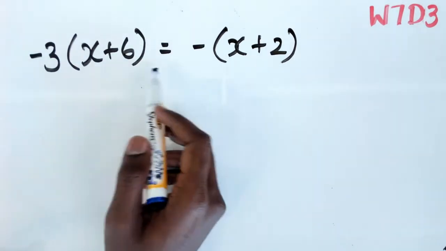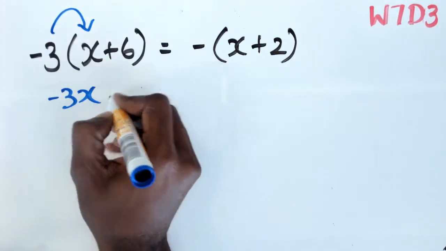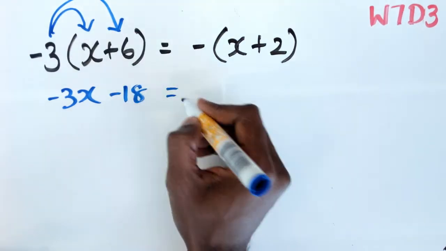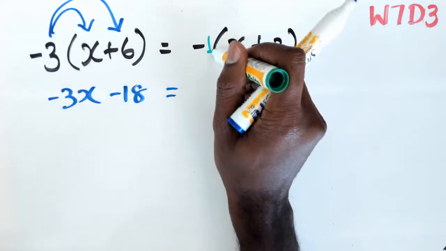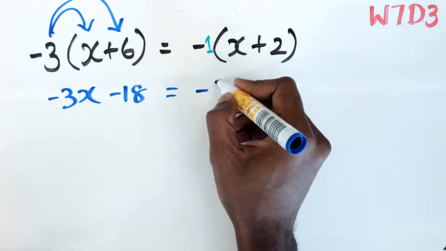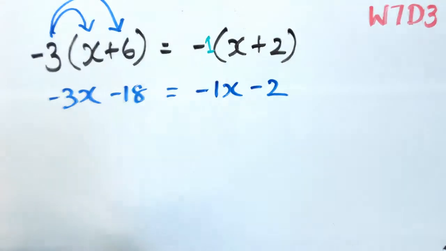So I'm going to expand and get rid of the brackets. I've got negative 3 times x, which is negative 3x. Negative 3 times 6 is negative 18. That equals, now remember that there is a 1 here in front of the bracket. So I'm going to write this as negative 1 times x, which is just negative 1x. And negative 1 times 2 is negative 2.